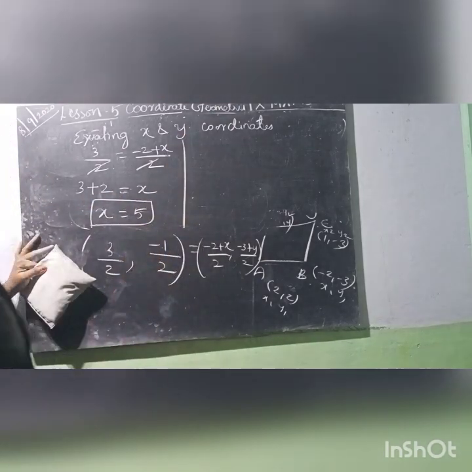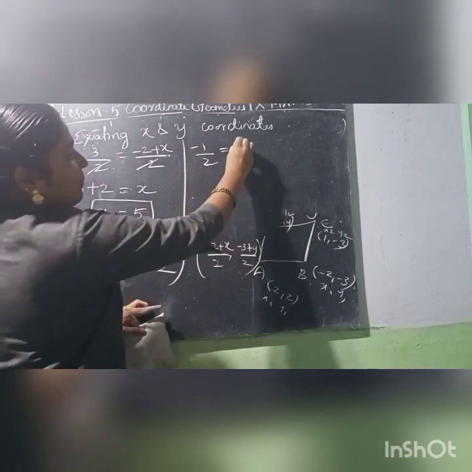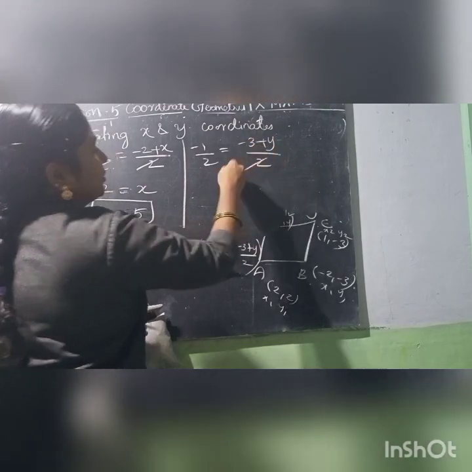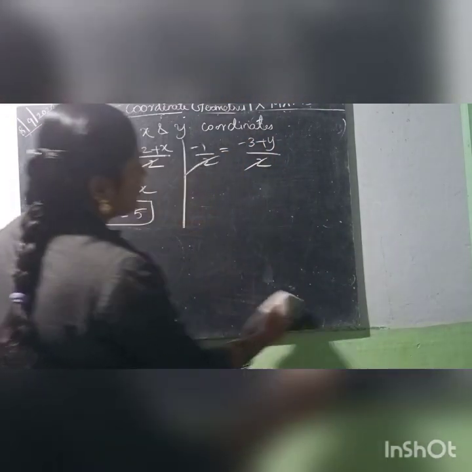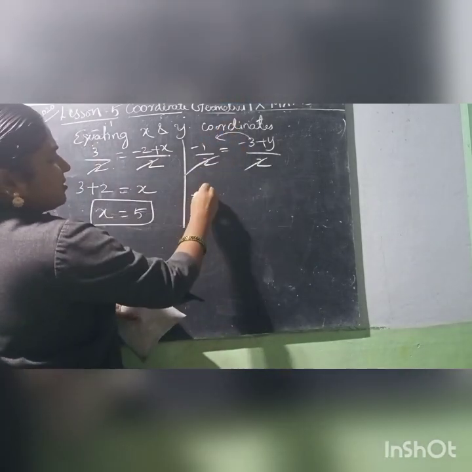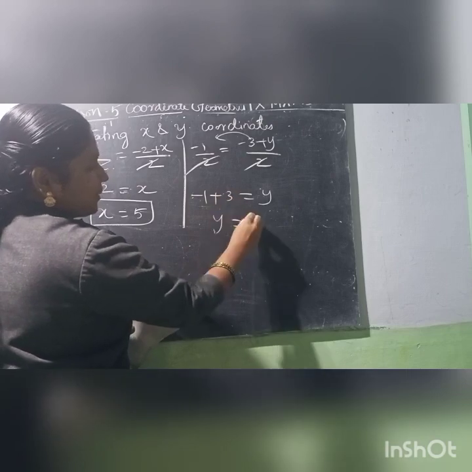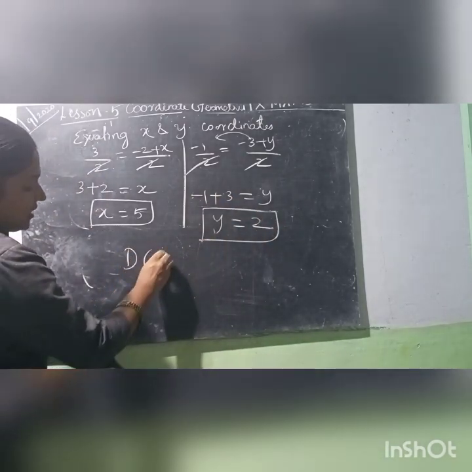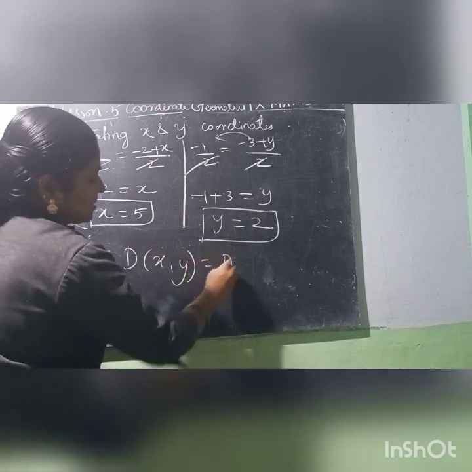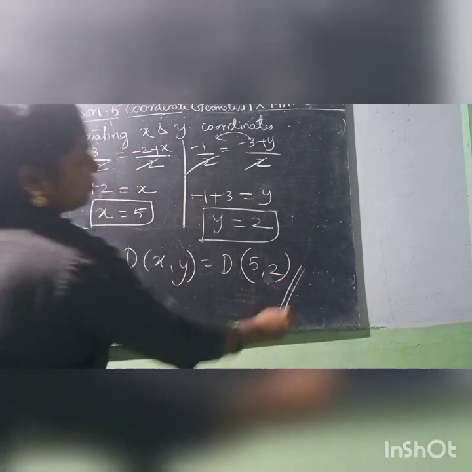Next we compare the y coordinate. So minus 1 by 2 equals (minus 3 plus y) by 2. The 2 gets cancelled. Now minus 3 we can bring here. So minus 1 plus 3 equals y. So y equals 3 minus 1, which is 2. So the point D is (x, y), that is D(5, 2).